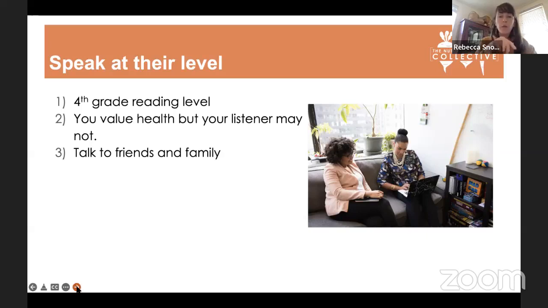Remember that you value health, but your listener doesn't necessarily value health. My understanding is that when consumers rank the reasons for their food choices, there are three factors that usually rate higher than health, and that is cost, convenience, and taste. So remember who you're talking to.